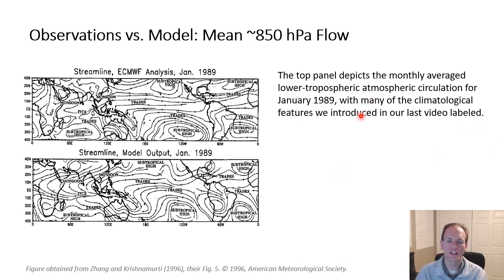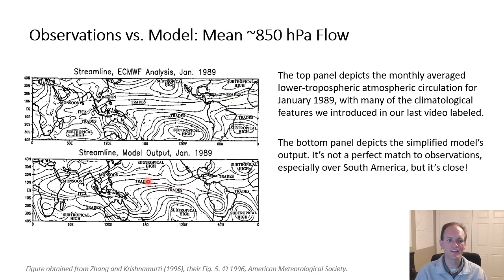Many of the climatological features we introduced in our last video are labeled here. So we have our subtropical highs in the analysis over the ocean here at 850 hectopascals. And we have this monsoonal circulation near Australia and the maritime continent as well, with our easterly trade winds. As we see, the bottom panel very closely resembles the top panel. There are some areas of disagreement. South America is the biggest one here between the analysis and the model output.